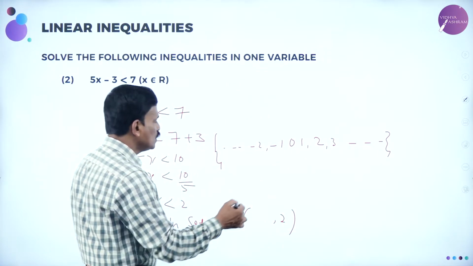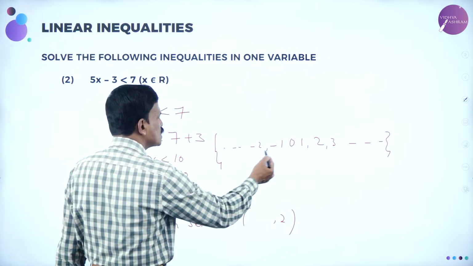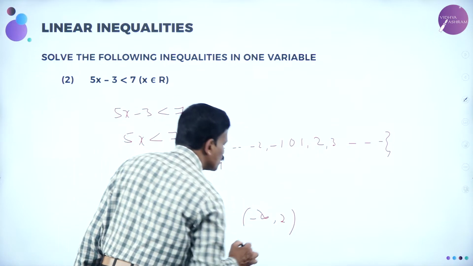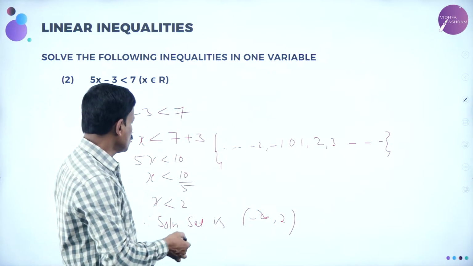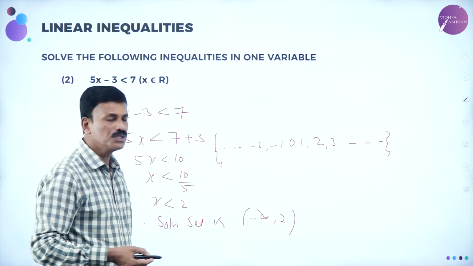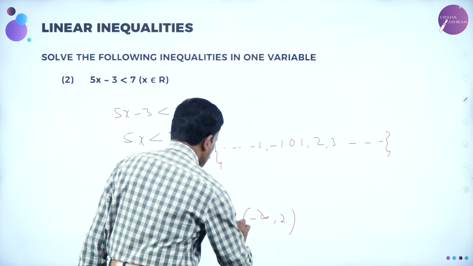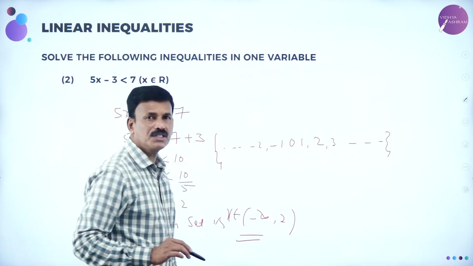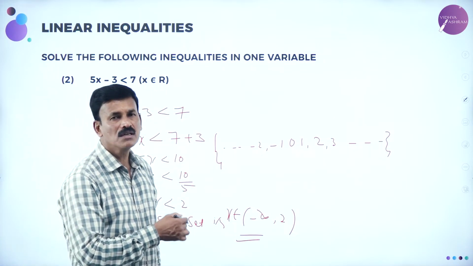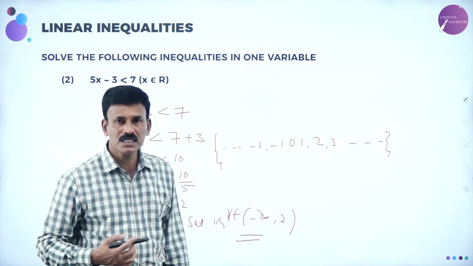So here 2, less than 2 and less than 2 is nothing but minus infinity. This is the solution set. So minus infinity comma 2 is the solution set. So x belongs to minus infinity comma 2 is the solution set for this given linear inequality.